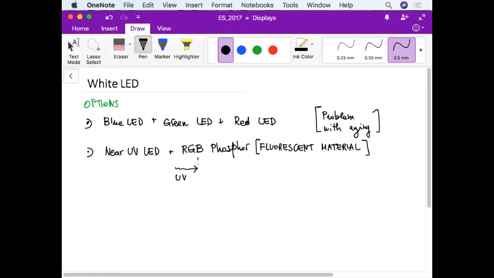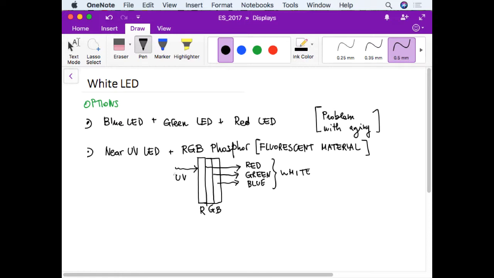And therefore you absorb a high energy photon in the ultraviolet range, and then, let's say if you had the red phosphor, you re-emit a photon in the red. Then you can have another layer of green phosphor, which of course emits photons in the green, and then you have another layer of blue phosphor which emits photons in the blue. And therefore you have a white. And of course there is no problem of aging with the phosphor.